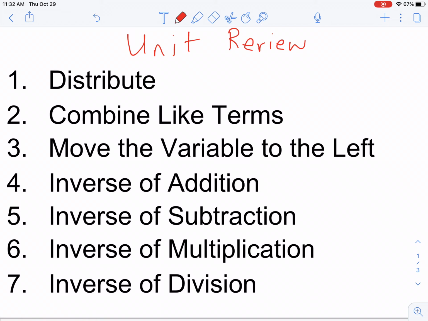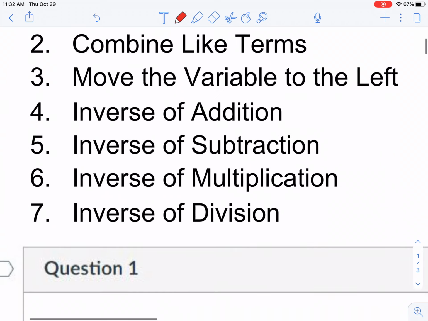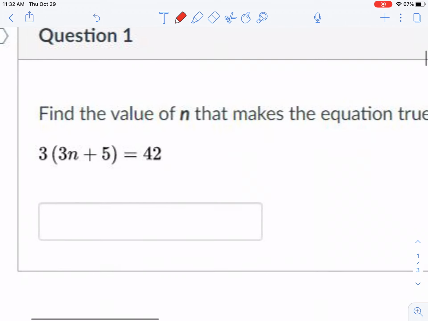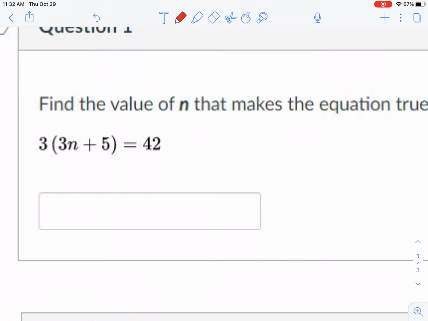Then you're going to do the inverse of addition. Remember, inverse means opposite, so instead of adding, you'll subtract. Inverse of subtraction, inverse of multiplication, inverse of division. Let's take a look at our first question. It says 3 parentheses 3n plus 5, close the parentheses, equals 42.